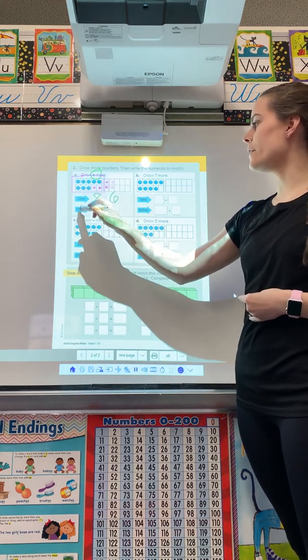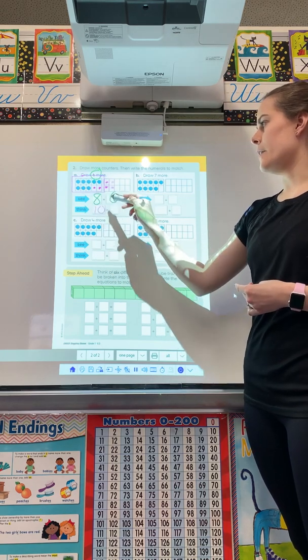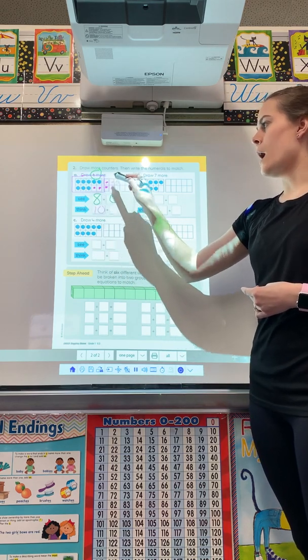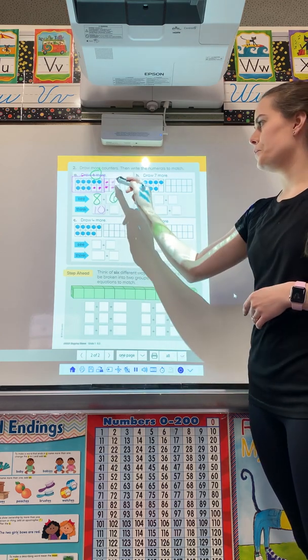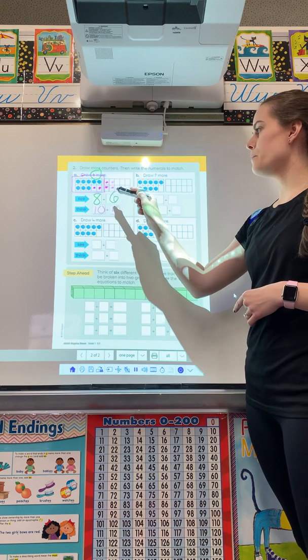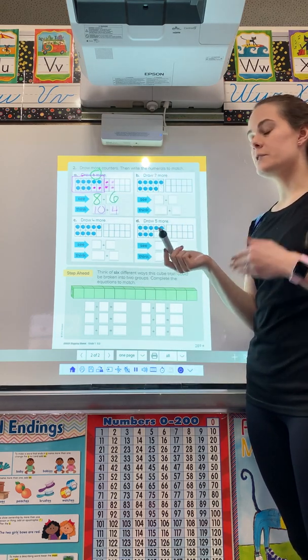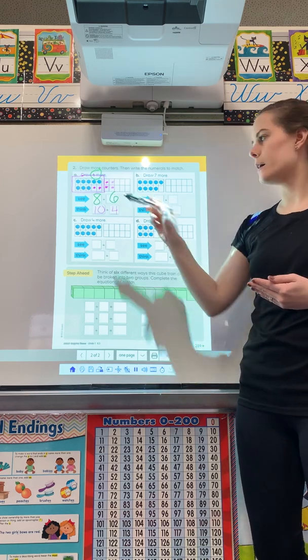So right here, I think 10, and then I can look right here. I write what's left, and there's 4 left. So I can see 8 plus 6, but to make it easier for me, I can think 10 plus 4.